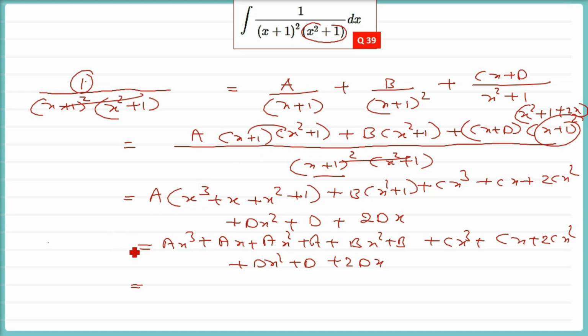So on the left you will get what? We have 0x cube. There is no x cube on the left. There is no x square on the left. There is no x on the left. Only a constant will be there.